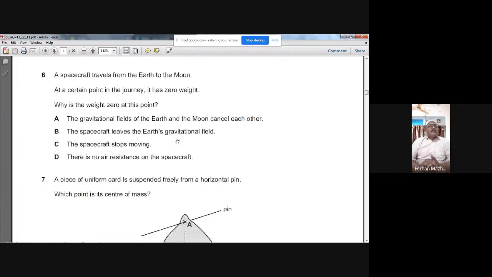Question number 6. A spacecraft travels from the Earth to the Moon. At a certain point in the journey, it has zero weight. Why is the weight zero at this point? The Moon has gravity, the Earth has gravity, and when you are moving from Earth to Moon, at some point the gravity of the Moon and the Earth will be opposite and equal. So at that point, the resultant gravity will be zero. The gravitational fields of the Earth and the Moon cancel each other. This is the right option. Option A is the best option.